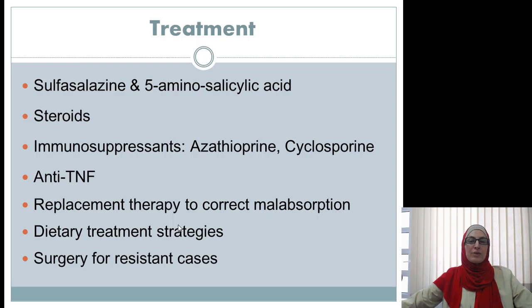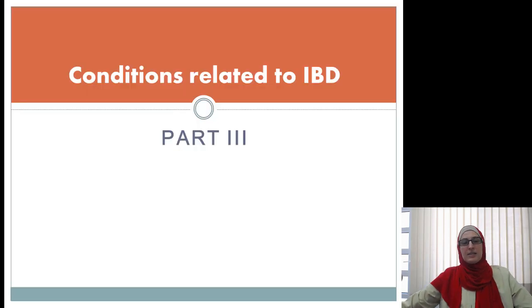Surgery is used only for resistant cases, when there are perforations, for example, or when there is extensive ulceration. A section of the very ulcerated colon might be taken off, or if there's an area of fistula, this would be surgically treated.